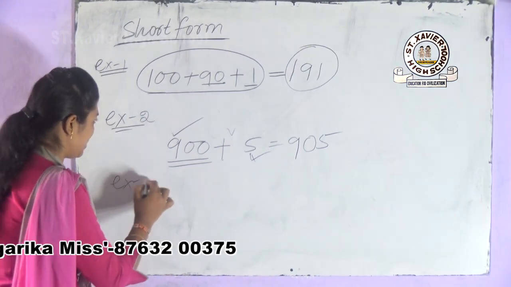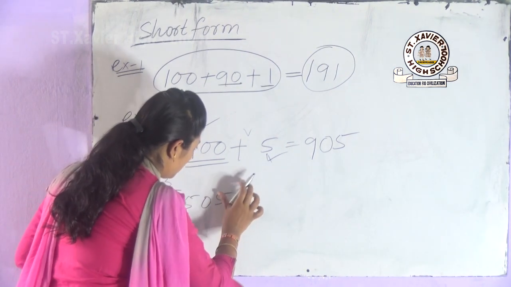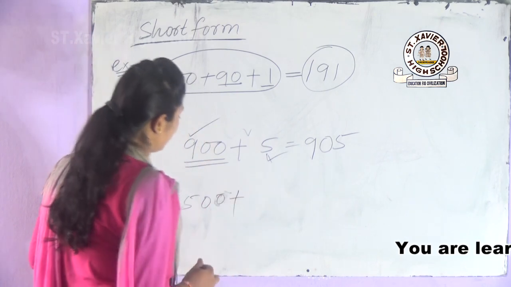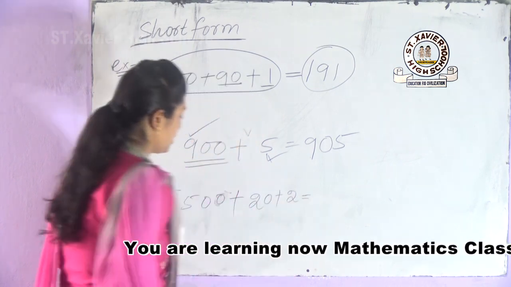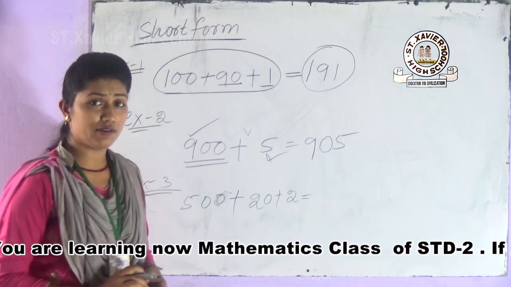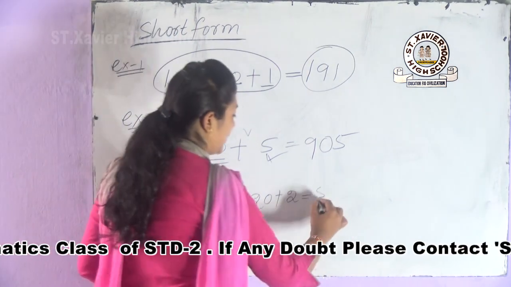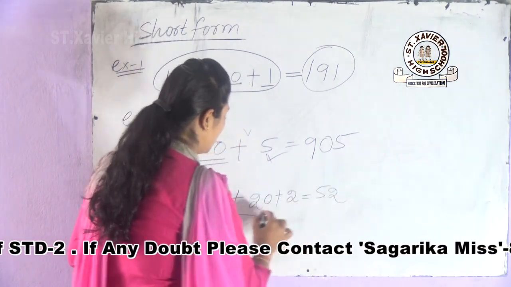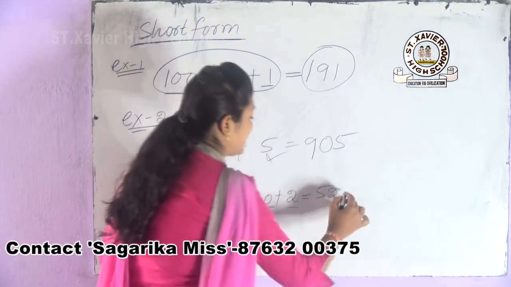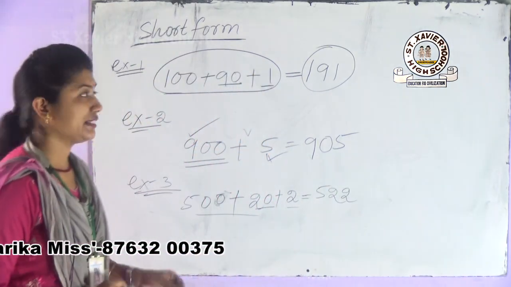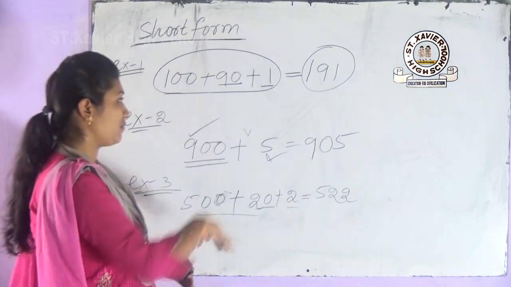Next example. Example 3. 500 plus 20 plus 2. This expansion is given to you and you have to write the short form of this number. How do you write it? First you have to write 5, same process, then 2 because the 2-digit place is present here, the tens place is present here, then the ones place digit, that is also 2. This is the short form. Now, the short form is finished.